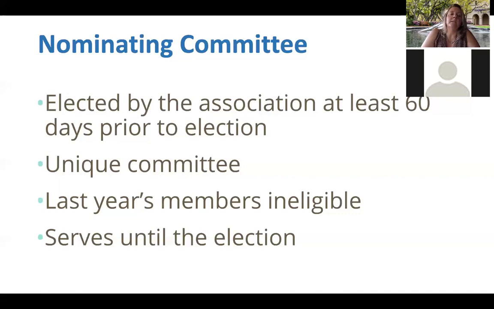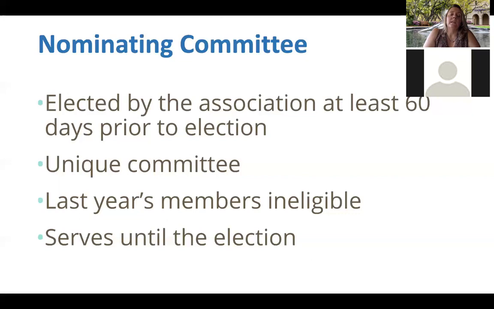So if you are doing that, you would need to elect your nominating committee at least 60 days prior to the election. So that would usually be at a January meeting. If you don't have an association meeting in January, then it needs to be the one before that. So maybe you have an association meeting in November. If November is your last association meeting before your election meeting, that's when you need to elect the nominating committee. It is a unique committee. It has a specific goal of finding officers for the next year, and it's really important.